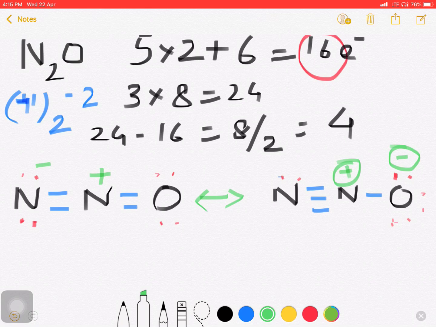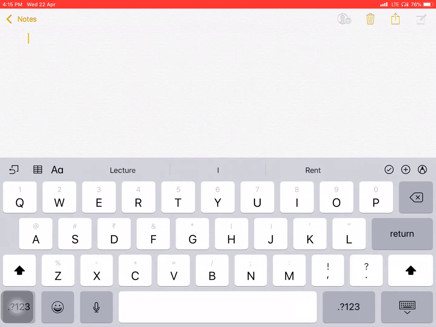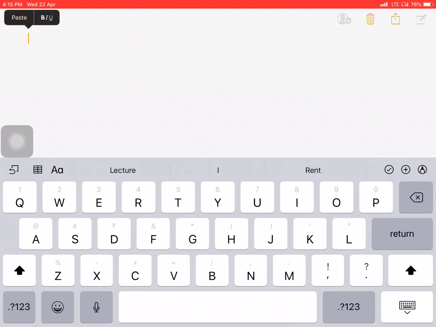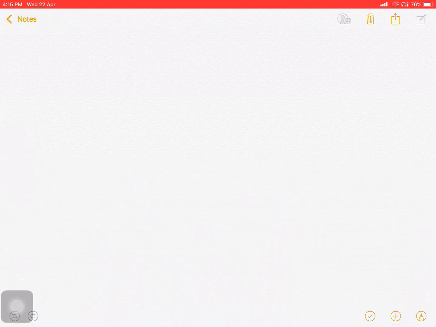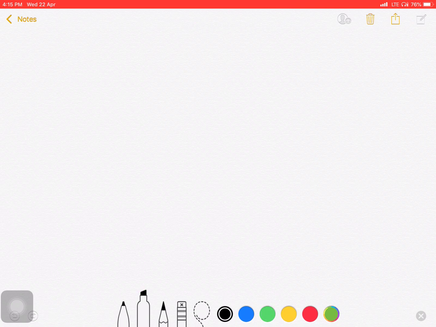Everybody clear? This is the way how you draw the structures. Is this clear? And understand the logic of it. Okay? This is the first one, N2O. Going to the next one, what we have now, we'll be talking about the second one, that is what we have as NO, what we also call as nitric oxide. Okay, NO. Let's do NO first.